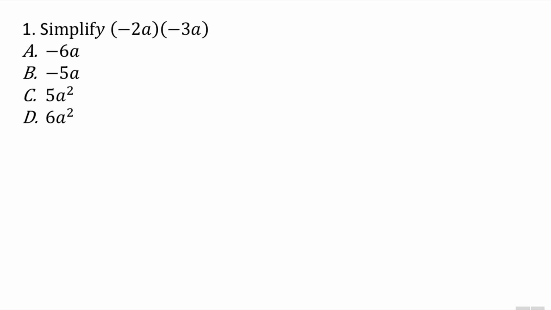Once you see two brackets directly beside each other and there's no operation between them, it implies that it must be multiplication. So it's really a negative 2a times a negative 3a. I'll rewrite it so you can see it: negative 2a times negative 3a.